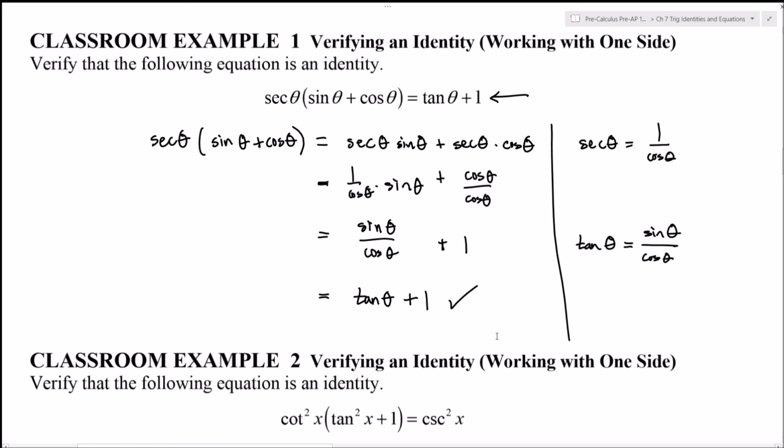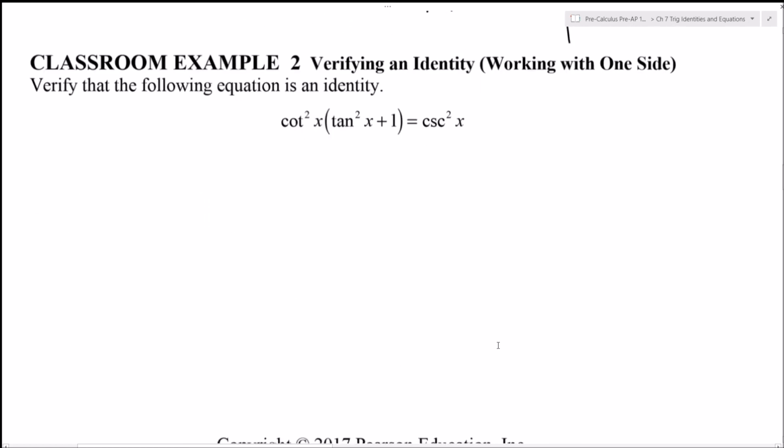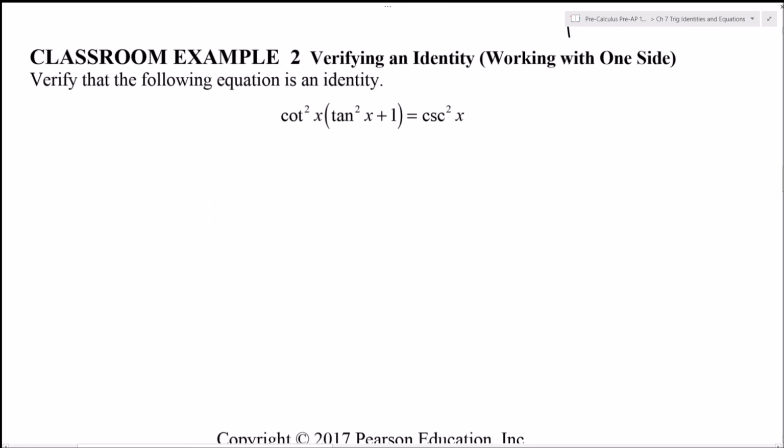Okay, so example 2. Example 2 is very similar, it looks like. And here we have cotangent squared x times tangent squared x plus 1 in parentheses is equal to cosecant squared x. So there's several ways you might want to go about this. If I remember in the classroom, I have 4 different precalculus sections that I taught this section to, and pretty much each of those classes had students with different suggestions on how to do this, and none of them were wrong. So in the notes that I stored, there was more than one way to get this one done.